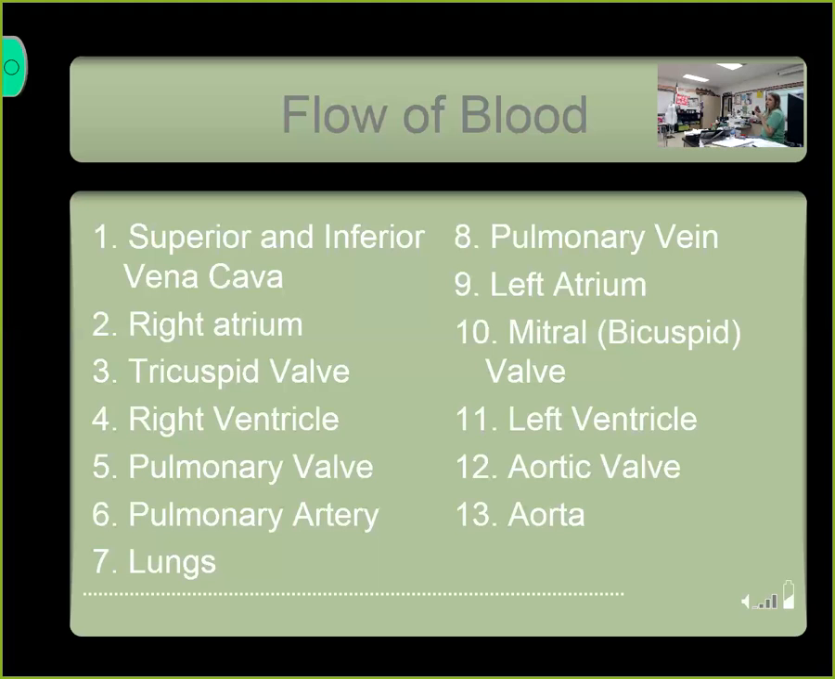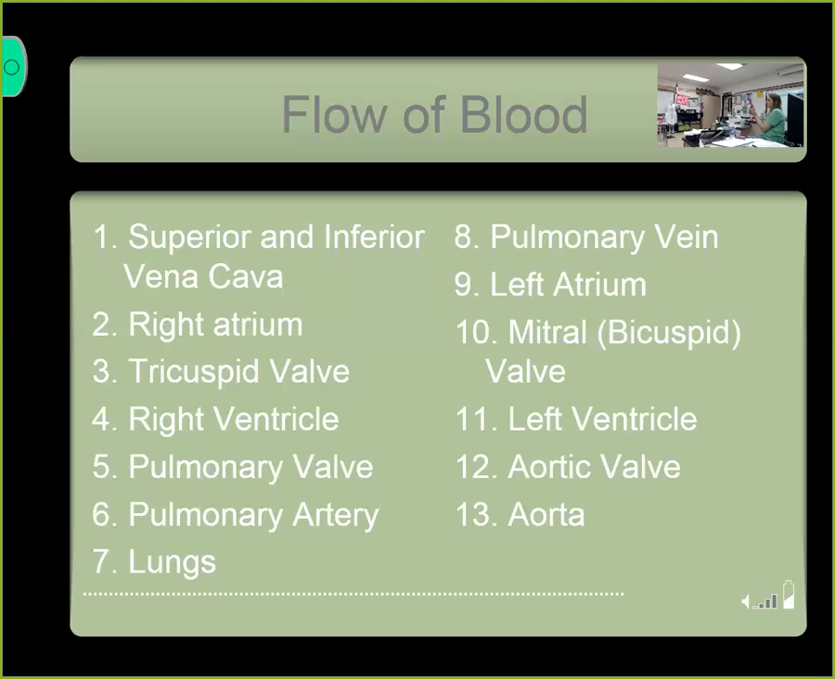Then it goes to the lungs, from the pulmonary artery. That's why it splits. If you look at it, it splits into right and left sides because it goes to the right and left lungs. It picks up oxygen and comes back through the pulmonary veins. If you look on the back, it's these four veins. You'll see how they're all together, and they all go into the left atrium.